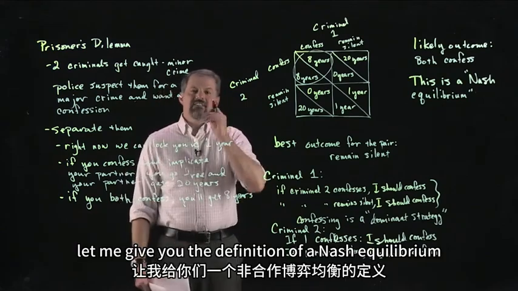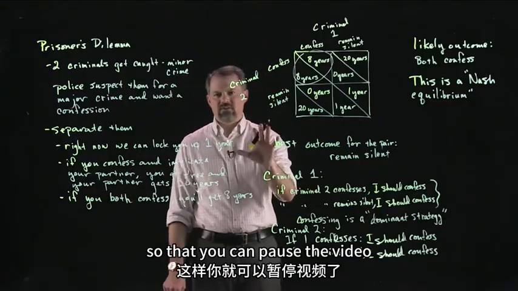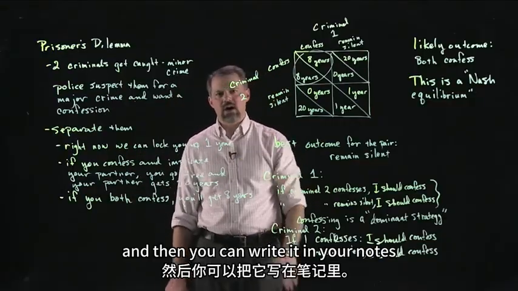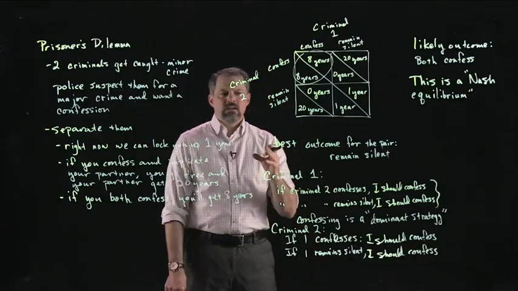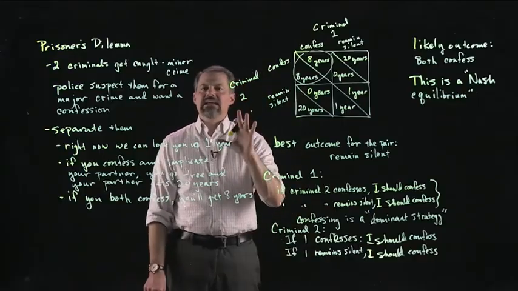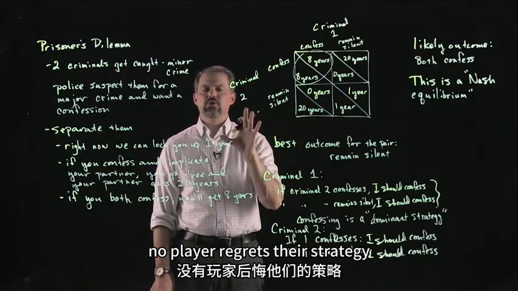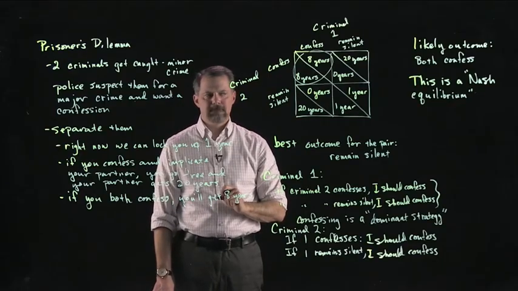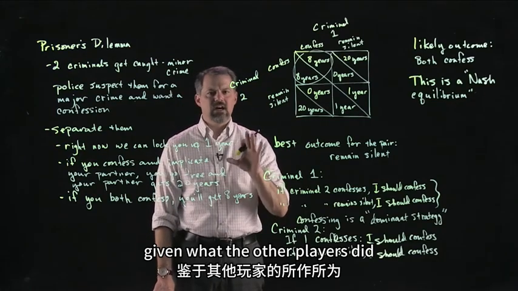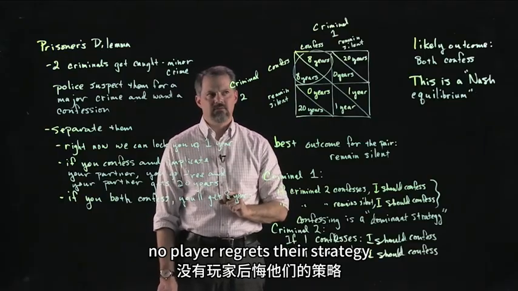Let me give you the definition of a Nash equilibrium. And I'm just going to say it so that you can pause the video and then you can write it in your notes. But a Nash equilibrium is a situation where, given the strategies of the other players, no player regrets their strategy. Okay? Given what the other players did, no player regrets their strategy.